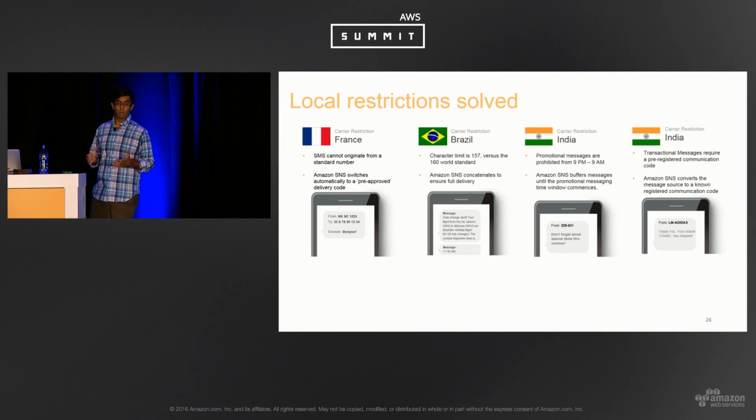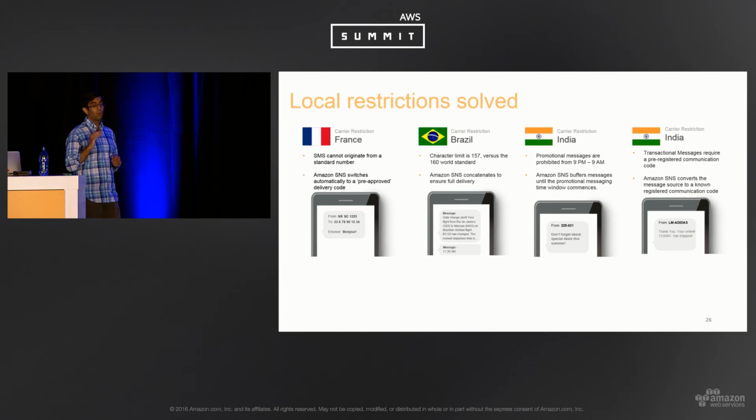India has several regulations. For example, you can't send promotional messages from 9 p.m. to 9 a.m. So we will buffer those messages until that window elapses. And then finally, transactional messages in India can only be sent from a pre-registered communication code. So we will only send messages from one that we provisioned on your behalf. So we essentially resolve some of those issues that come up with the local regulations on your behalf.